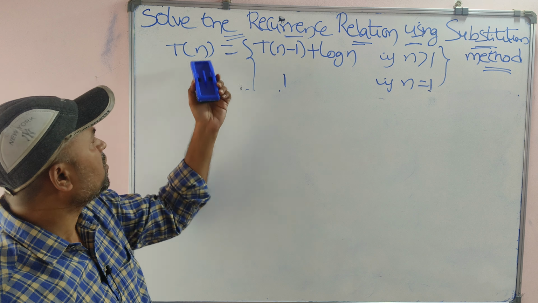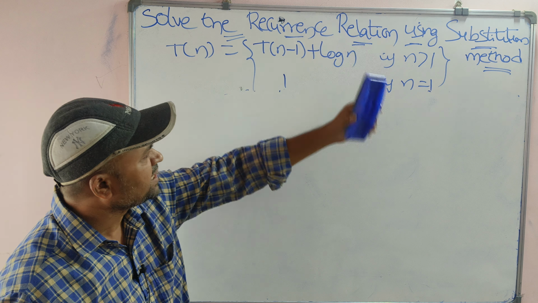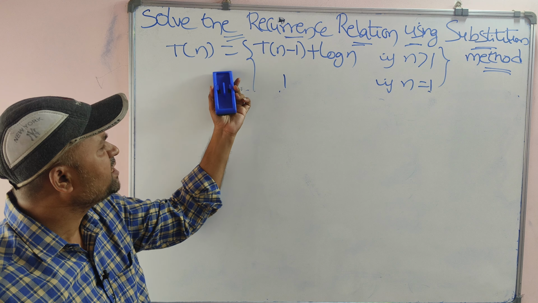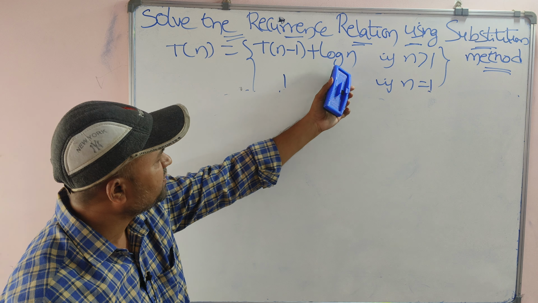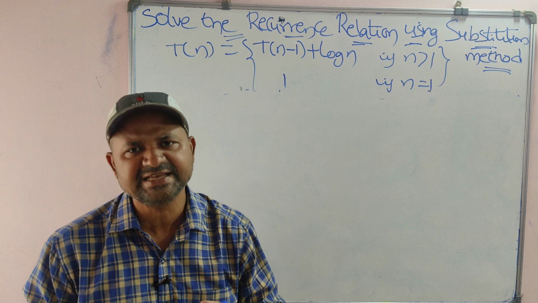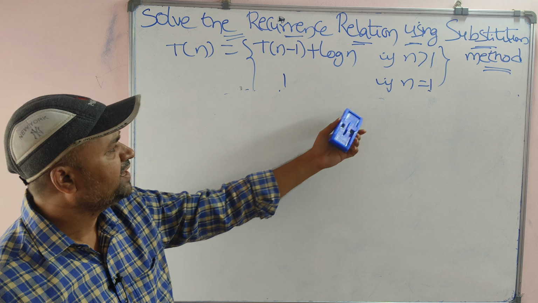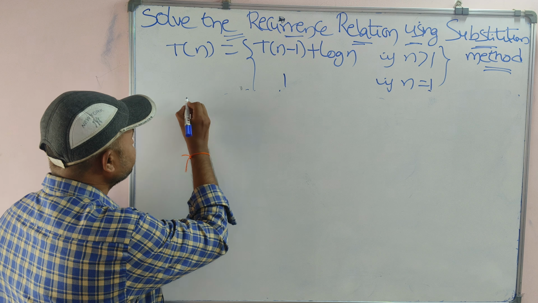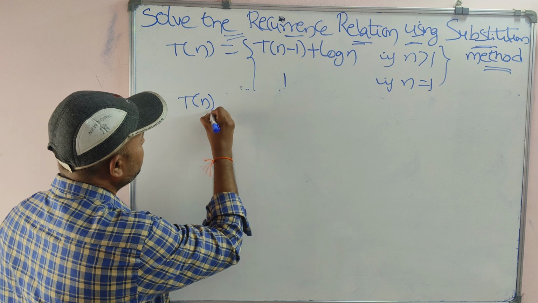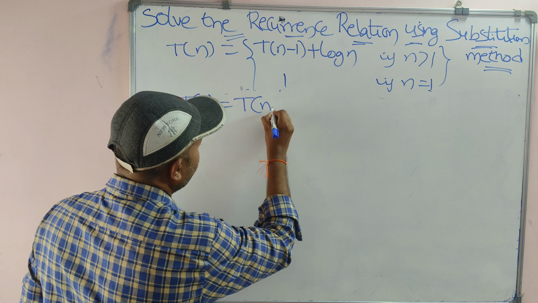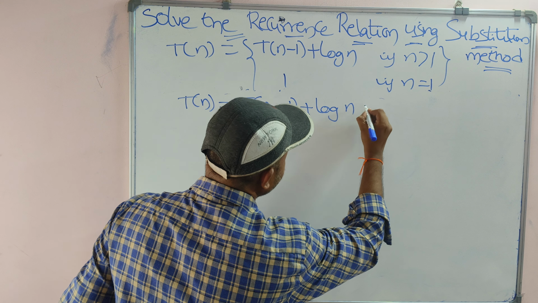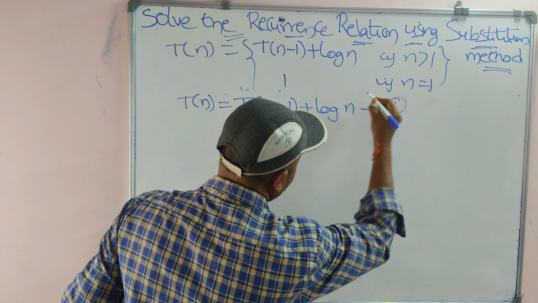Now let us solve this problem. Solve the recurrence relation using substitution method. T(n) = T(n-1) + log n if n is greater than 1, whereas if n = 1 then 1. Okay, so let us solve this recurrence relation. T(n) = T(n-1) + log n. Let us assume that this is equation number 1.